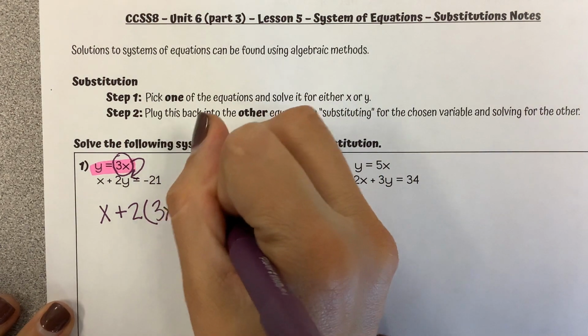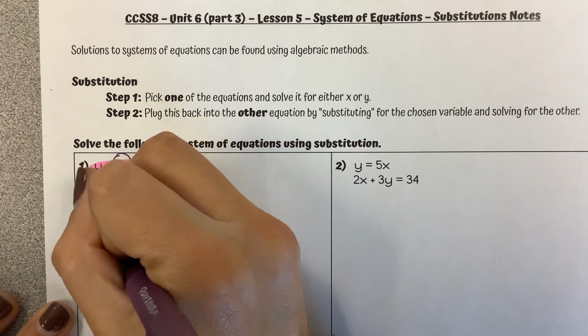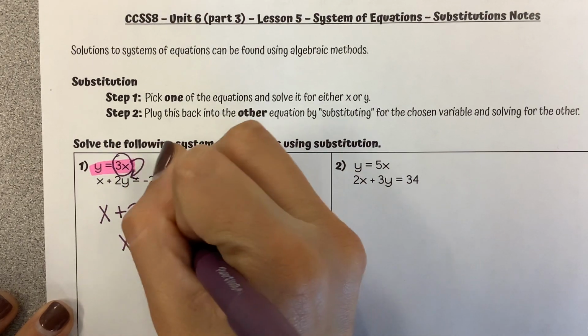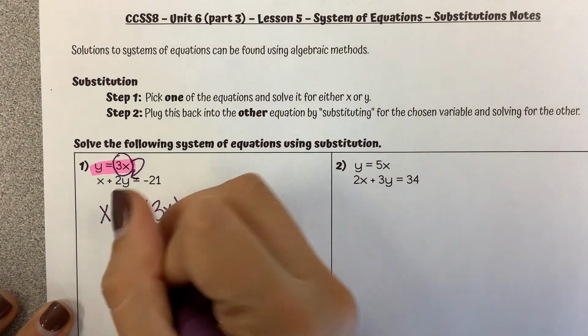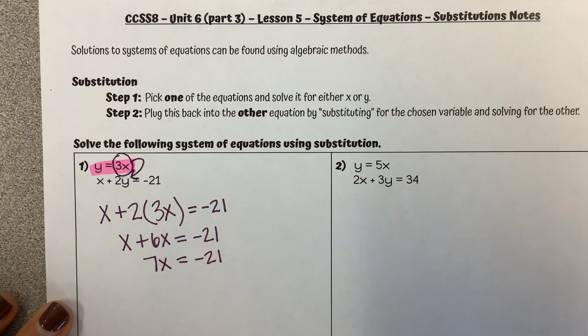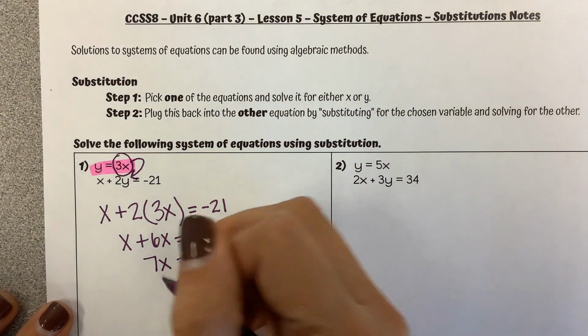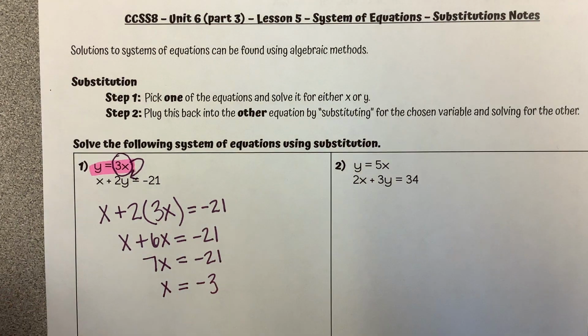equals negative 21. So we get x plus 6x equals negative 21. So 7x equals negative 21, which means when I divide by 7, x is equal to negative 3.